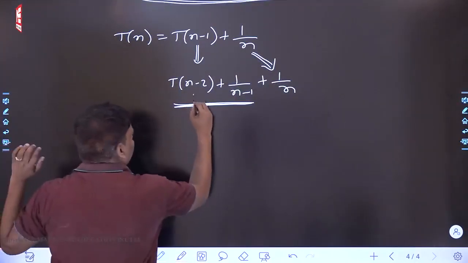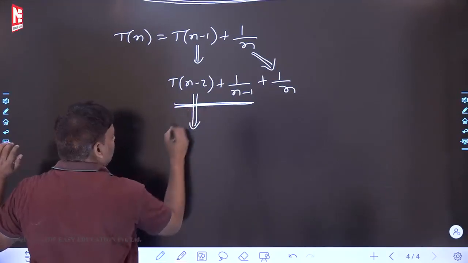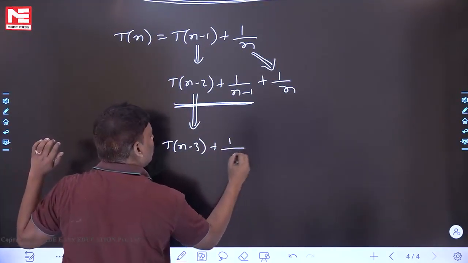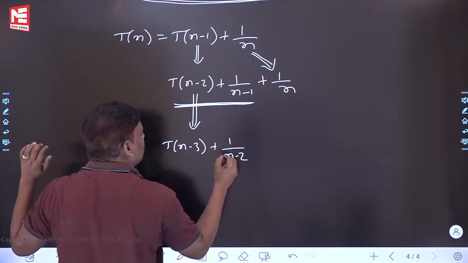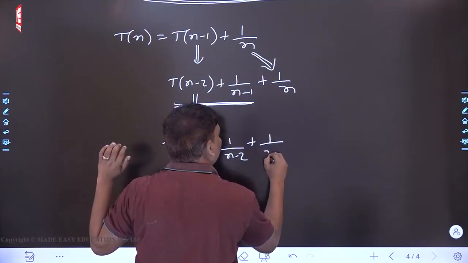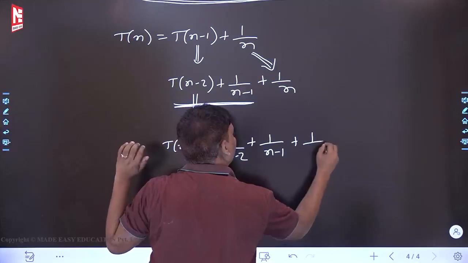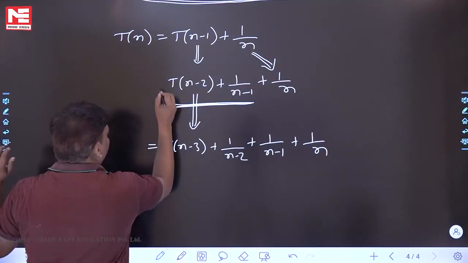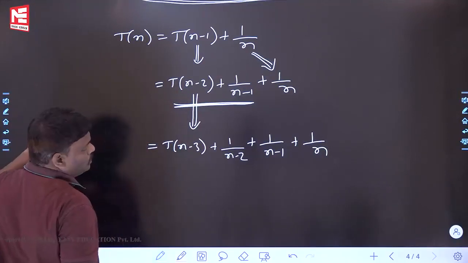Next one, let's go once again here. Tn minus 2. What is the answer? Tn minus 3 plus 1 by n minus 2. Right? Remaining things are as it is: 1 by n minus 1 plus 1 by n. Right? I think if I do 3 times, this is the story.